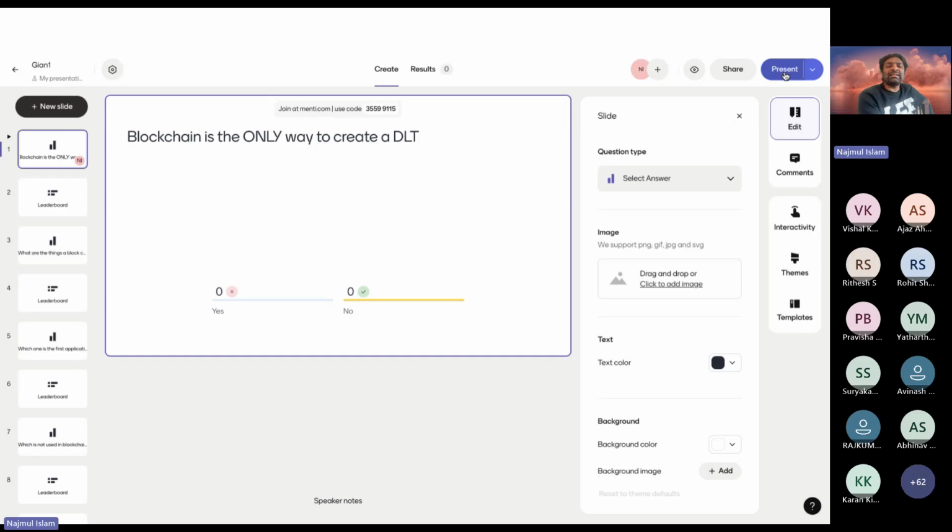Which one below is less centralized? This is the very first thing I think yesterday I had shown. Which one below is less centralized? Cloud, blockchain, mainframe. And this is a very easy one. We have 55 seconds. So which one below is less centralized? Cloud, blockchain, mainframe. Or in other words, which one below is decentralized?